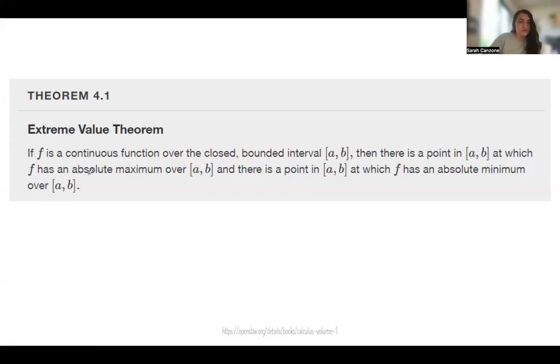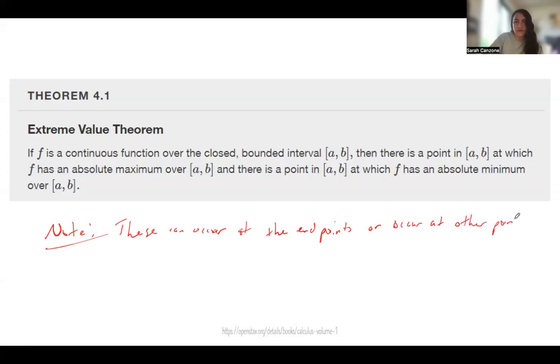Now, I want to note these can occur at the endpoints, but it can also occur at other points. So it can just have some random maximum that is not an endpoint, but would be the absolute maximum. And same with a minimum.